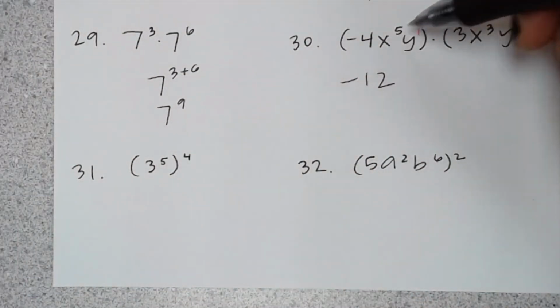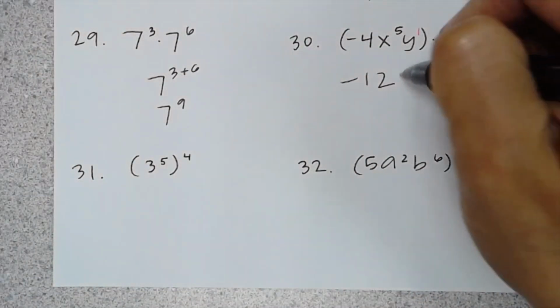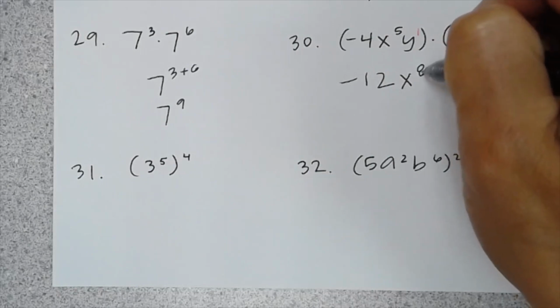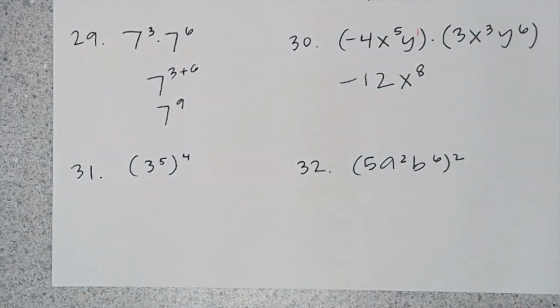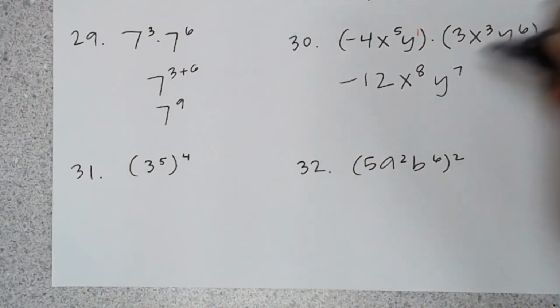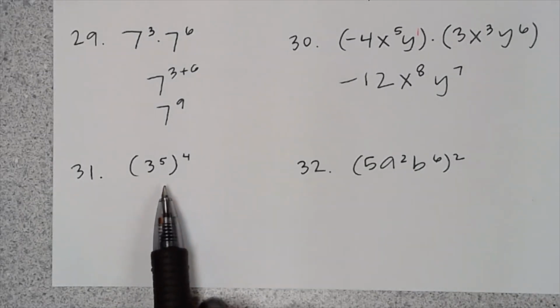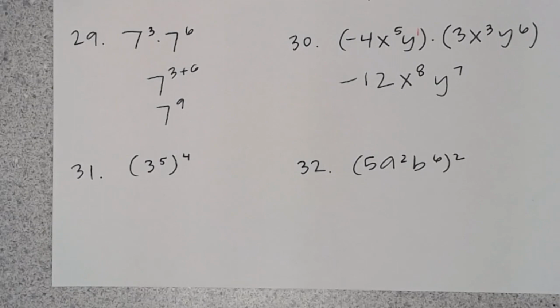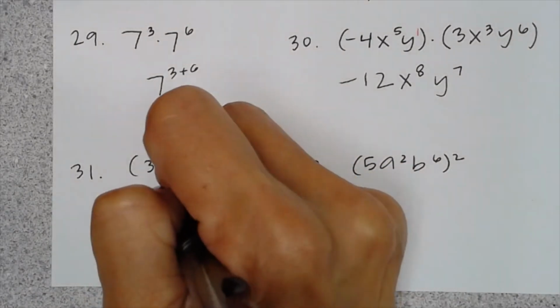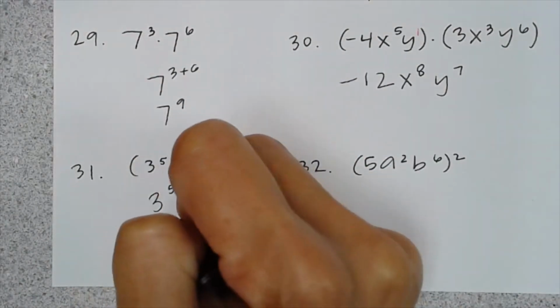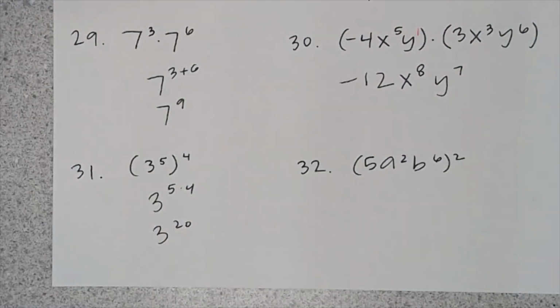And then you have x to the 5th times x to the 3rd. So we're going to add those powers and get 8. And then for the y's, we're going to add those powers as well and get 7. For 31, we're still simplifying. So when you have a power to a power, you multiply. So it's 5 times 4. So you get 3 to the 20th power.